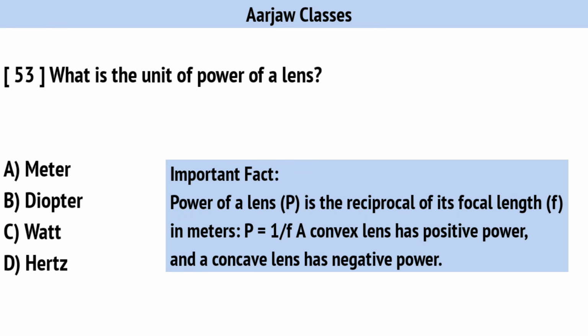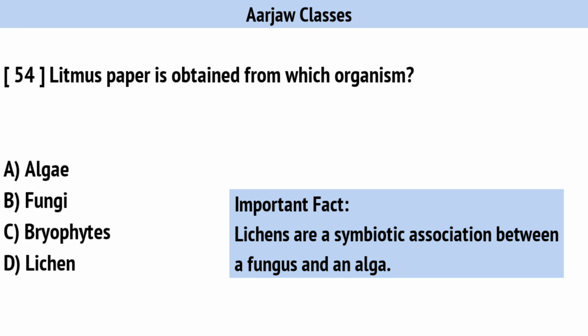What is the unit of power of a lens? Correct option is B. Diopter. Litmus paper is obtained from which organism? Right option is D. Lichen.